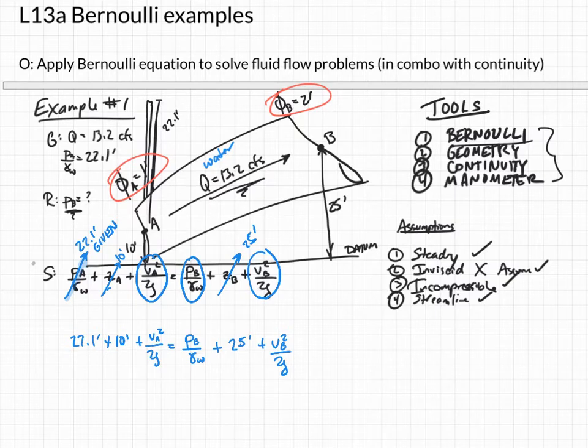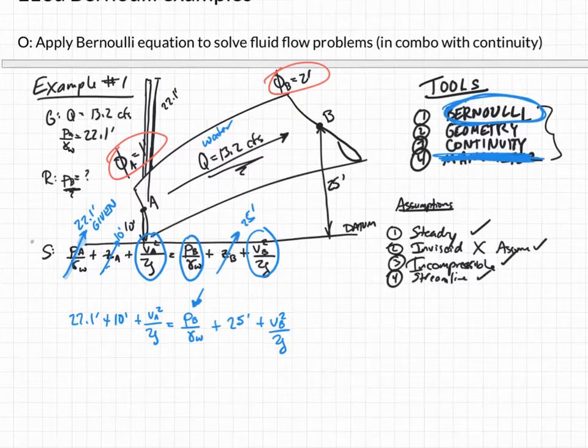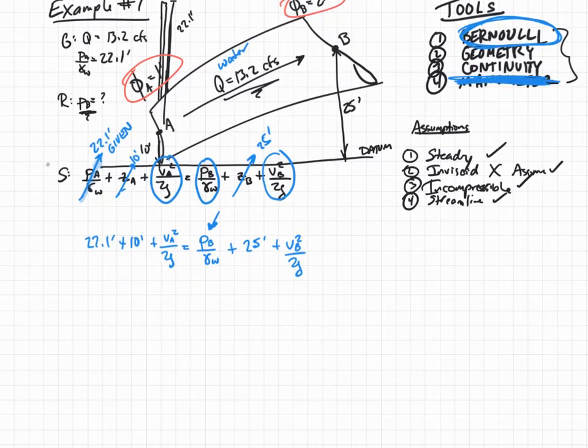Okay, so notice what I'm doing here, and I've done this before, I'm using Bernoulli as my master equation. Why am I doing that? Mostly because it's the only one that's got the pressure B in it. Technically that's in the manometer equation, but we don't even have a manometer, so we can't use that. We've already used the geometry, so we're just making use of what we're given.